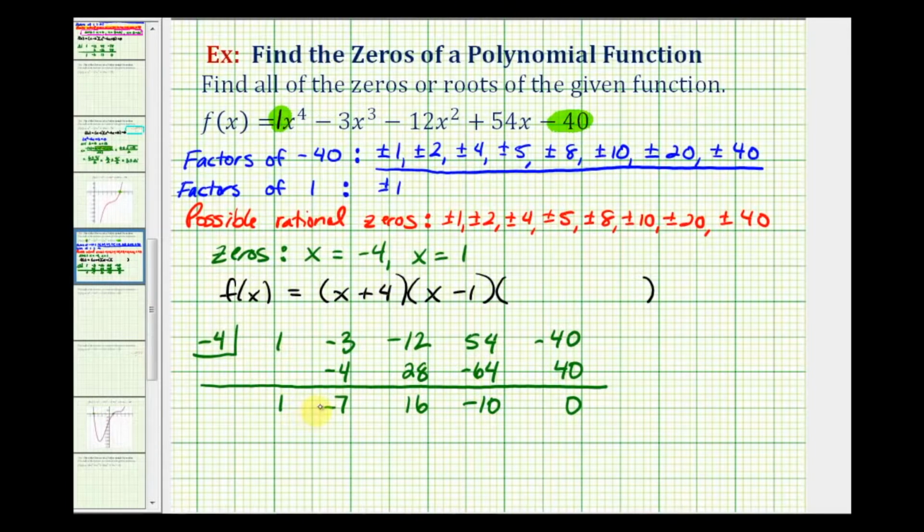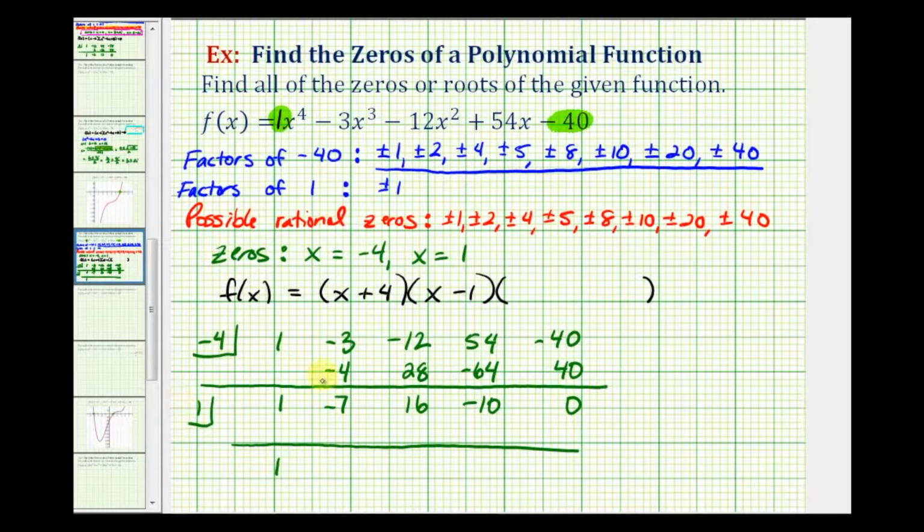But since x minus 1 is also a factor of our original function, it must also be a factor of this reduced polynomial. So now we're going to perform synthetic division with 1 using these coefficients, which again represent the quotient when dividing by x plus 4. So again, we're going to bring down the 1 and repeat synthetic division.